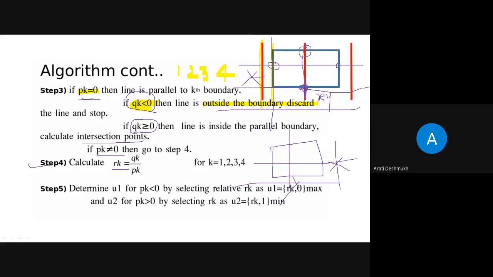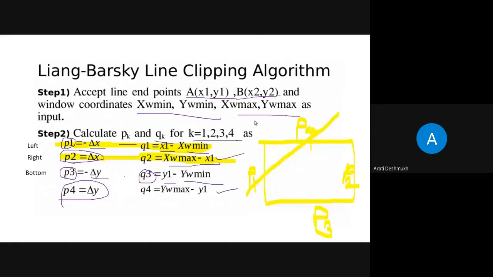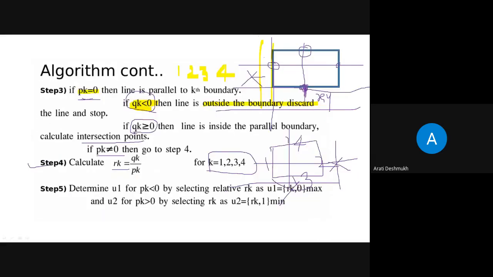What is step 4? Rk is equal to Qk upon Pk. What is the value of k? It is again 4, only 4: 1, 2, 3 and 4. So what is Rk? It is Qk upon Pk. We were saying, what are the values of P1, Q1, P2, Q2? We just have to divide them, so it is Qk upon Pk.